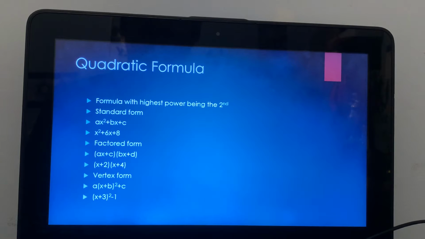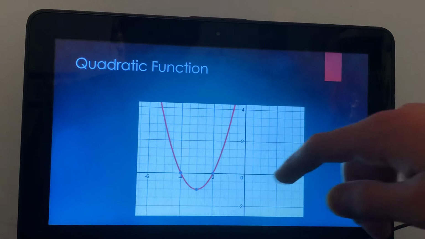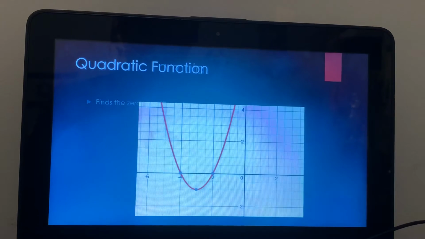The next one is factored form, which is ax plus c quantity times quantity bx plus d. If you have x squared plus 6x plus 8, that factors to x plus 2 quantity times x plus 4. Or vertex form, which is the one you saw when you were graphing. It's a times x plus b squared plus c, or for this, it would be a times x plus 3 squared minus 1. That's a quadratic function. The zeros would be at -2 and -4.